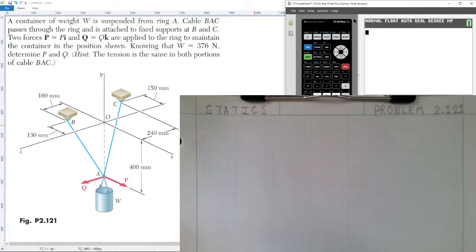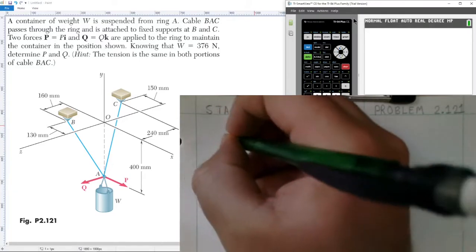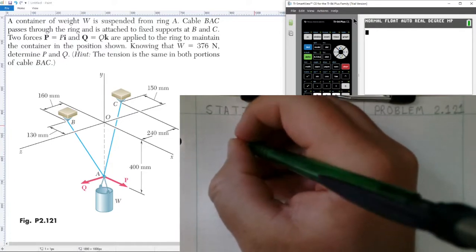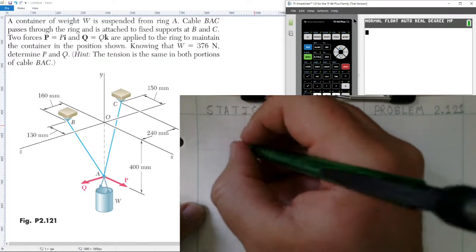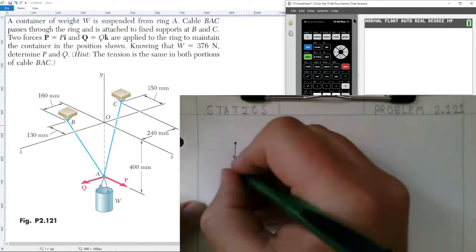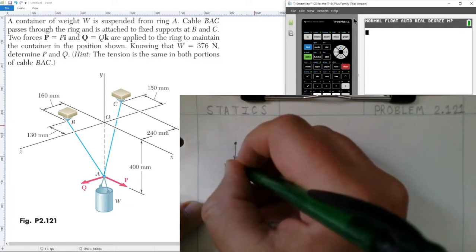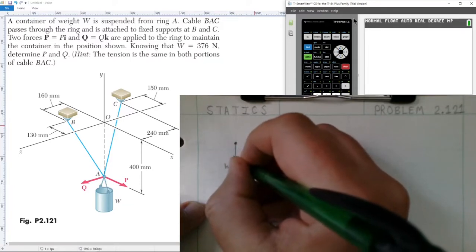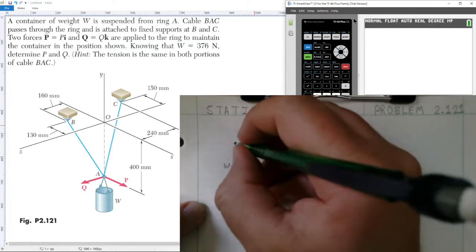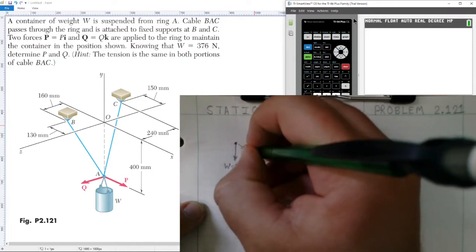First thing we're going to do is, of course, draw the free body diagram. So we're going to draw this at point A. We have, of course, the weight pulling that point, that ring, straight down. This weight is equal to 376 newtons. We have force P acting along the x-axis direction.